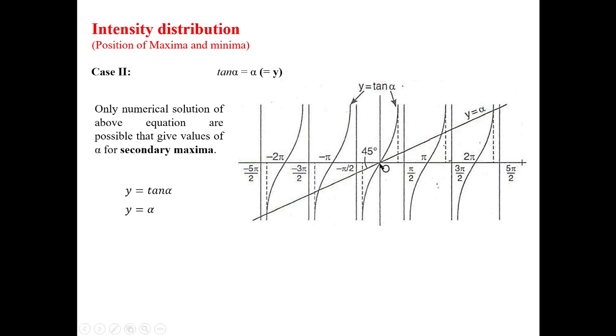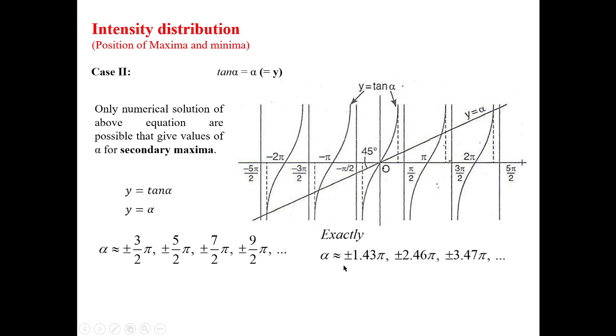This solution corresponds to the principal maxima. So this is not a secondary maxima. So our solutions are this 3 pi by 2, this around 5 pi by 2. So these are the approximate solutions. The exact solutions are alpha equal to 1.43 pi, 2.46 pi, 3.47 pi, and so on. So the approximate solution can be written as alpha equal to m plus half pi, where m is 1, 2, 3, 4, and so on. M equal to 0 is not a solution at all.